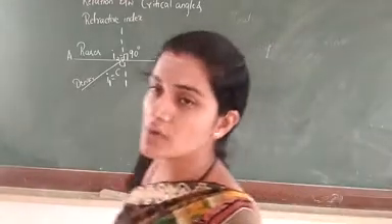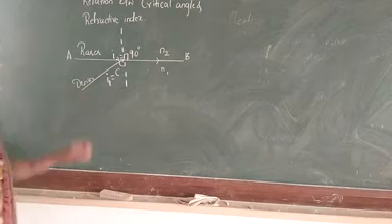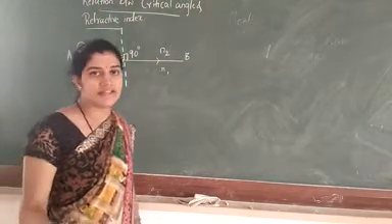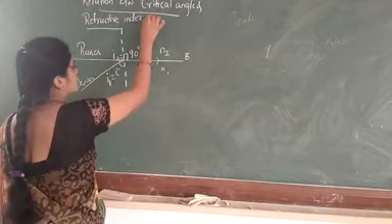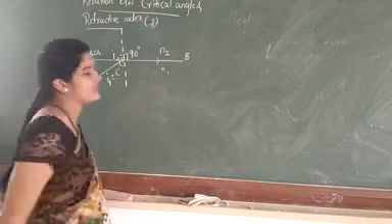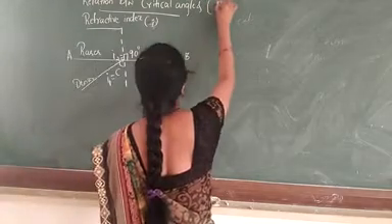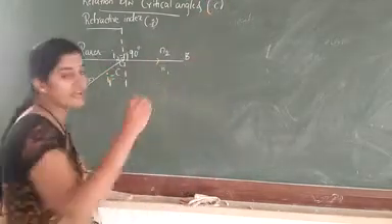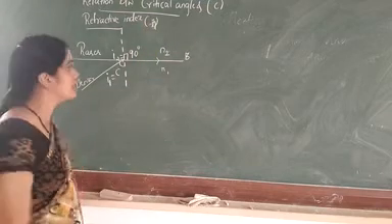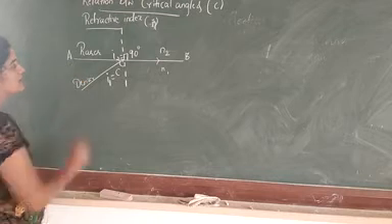Now next we have to study the relation between the critical angle and the refractive index. The refractive index is denoted by small n, and the critical angle we denote as C.